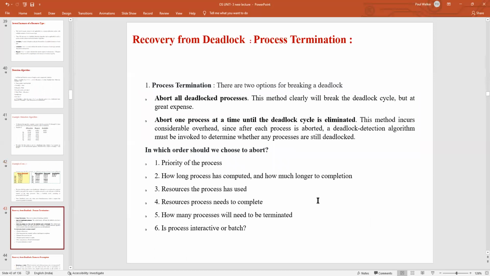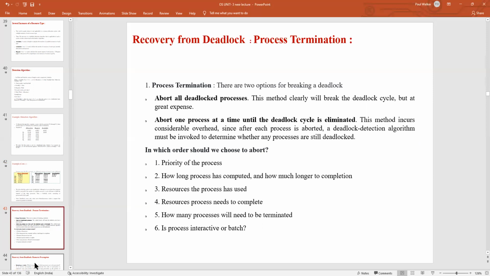In recovery from deadlock, we have another method called process termination. Process termination is nothing but exiting from the process, where we abort the processes involved in the deadlock. It means that the process gets out of the particular situation in which it is running, and that is called process termination.